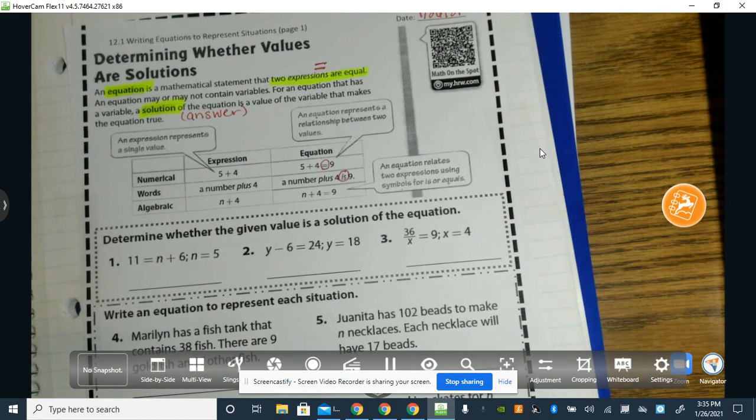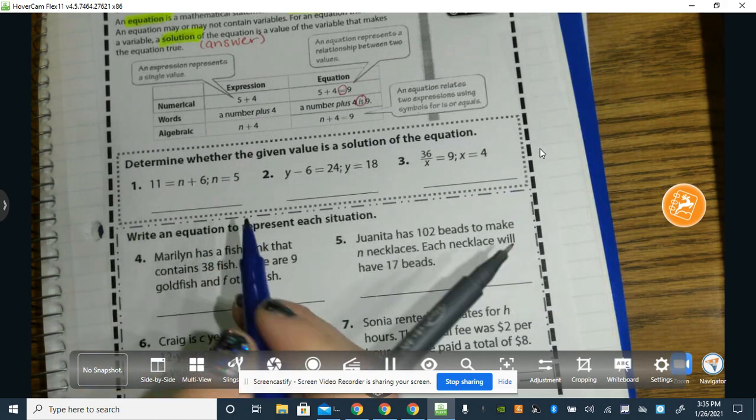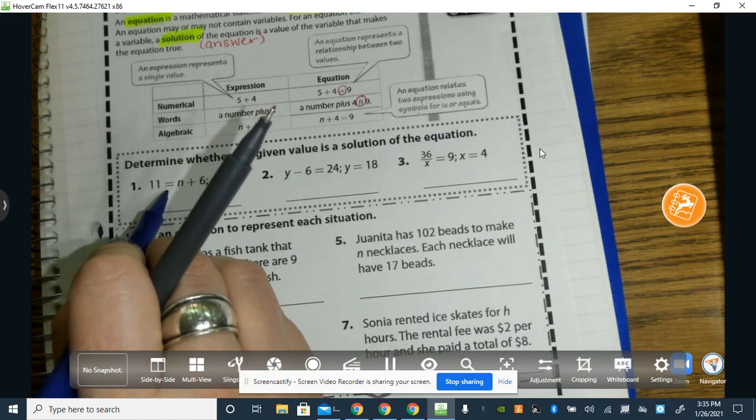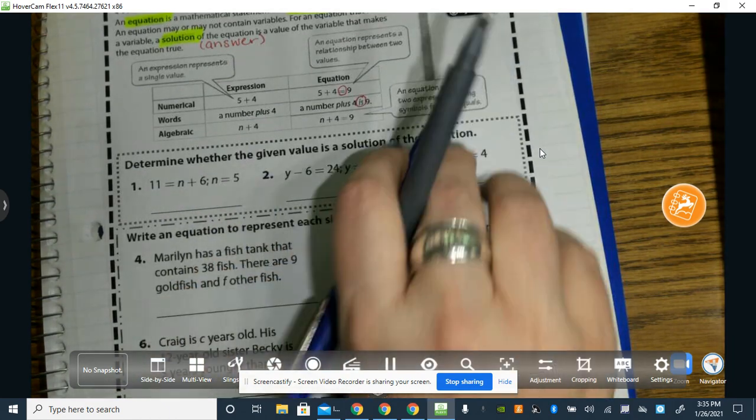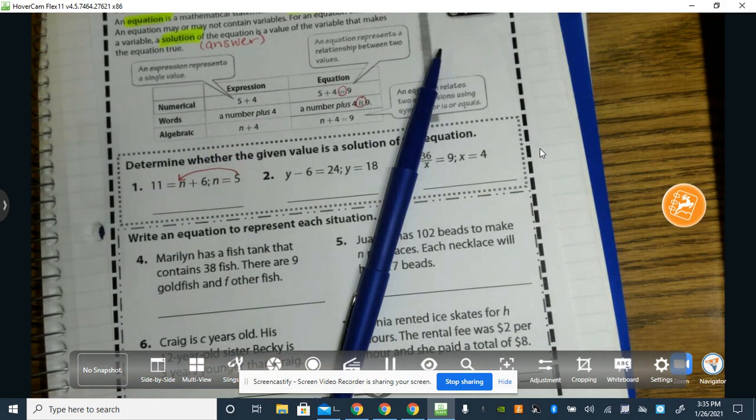All right, so let's go on to our next one. This is what your homework is going to be over for today. It's to determine whether a given value is a solution to the equation. Basically, is it an answer to it? So this involves substituting, like when we were evaluating our expressions, this is where it's coming from. So it's kind of the same method, except we have an equal sign. So we have 11 is equal to n plus 6, where n is 5. So what I need to do is substitute that 5 for that n.